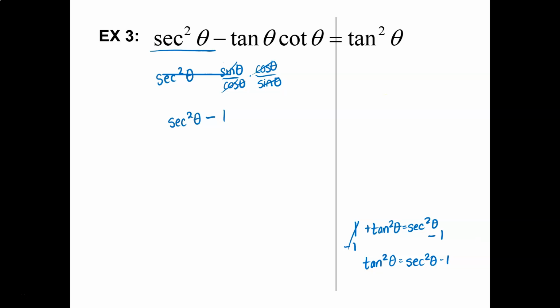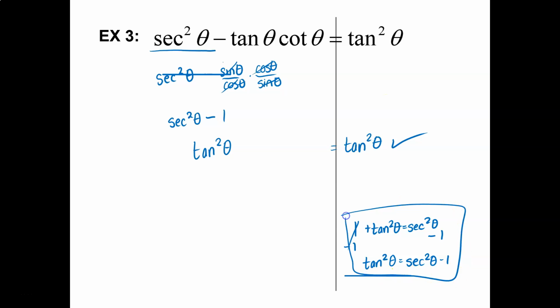So tangent squared theta equals secant squared theta minus 1. So secant squared theta minus 1 can just be replaced with tangent squared theta. And then both sides match, and we can do that. So that's even a little bit easier, as long as you recognize that you can do this right here, which is something that sometimes we remember and sometimes we do not. Yes?